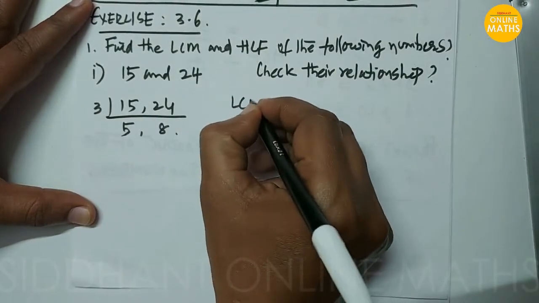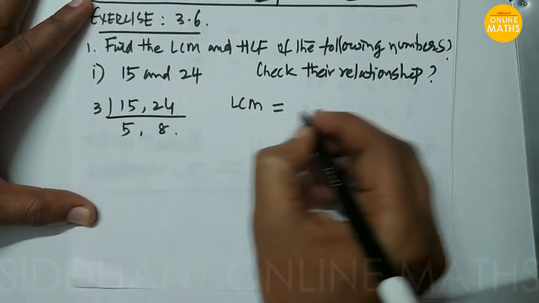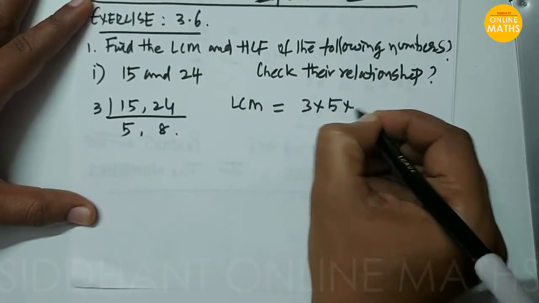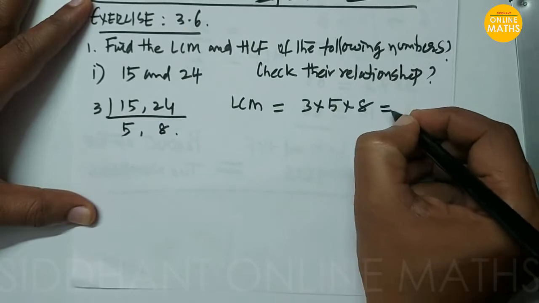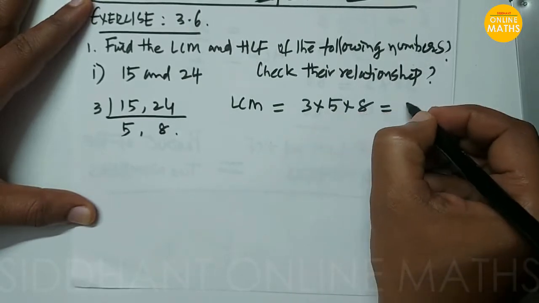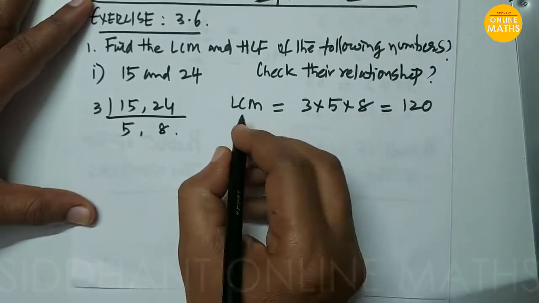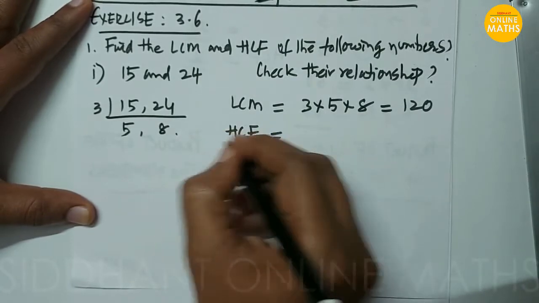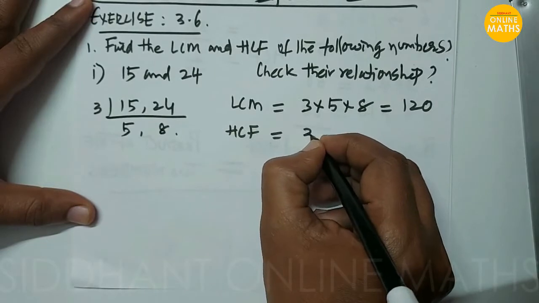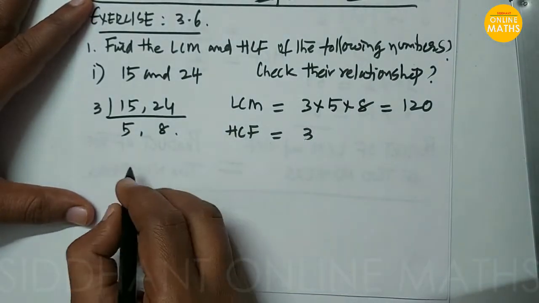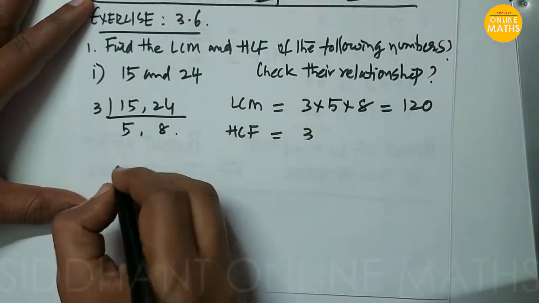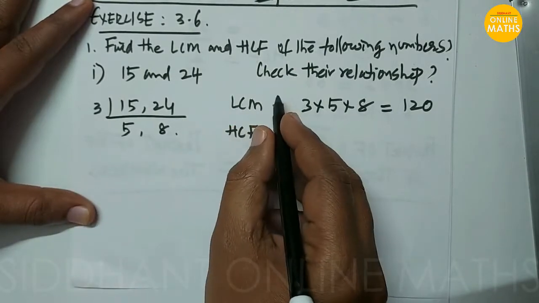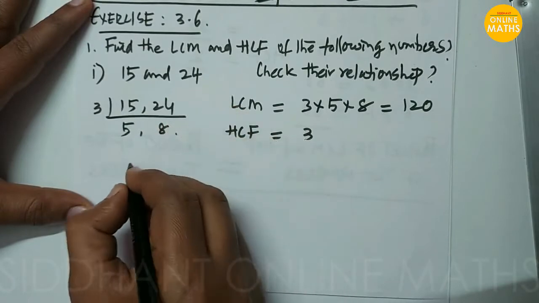So LCM will be the divisors times the remainders. So 3 into 5 into 8, that will be 15 into 8, 120. And for HCF, we take the common factor here, so that is 3. So let's check the relationship. Is it true that the product of LCM and HCF is equal to the product of the given numbers?